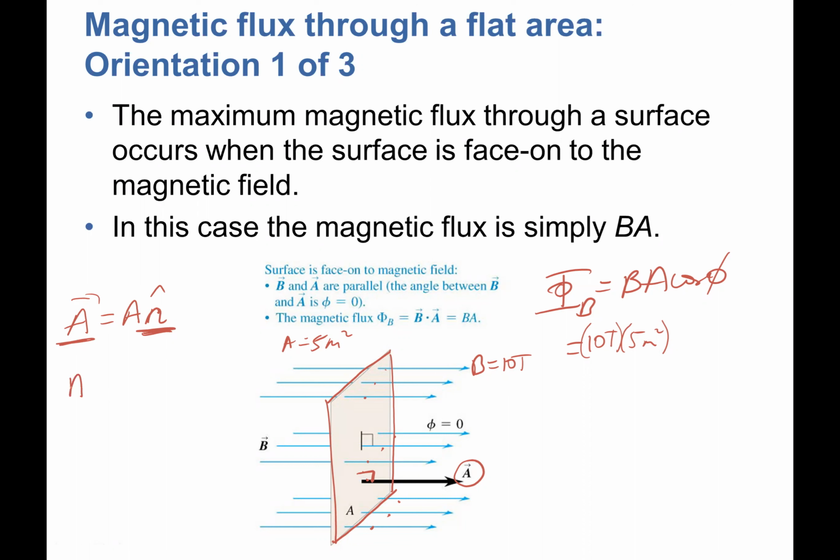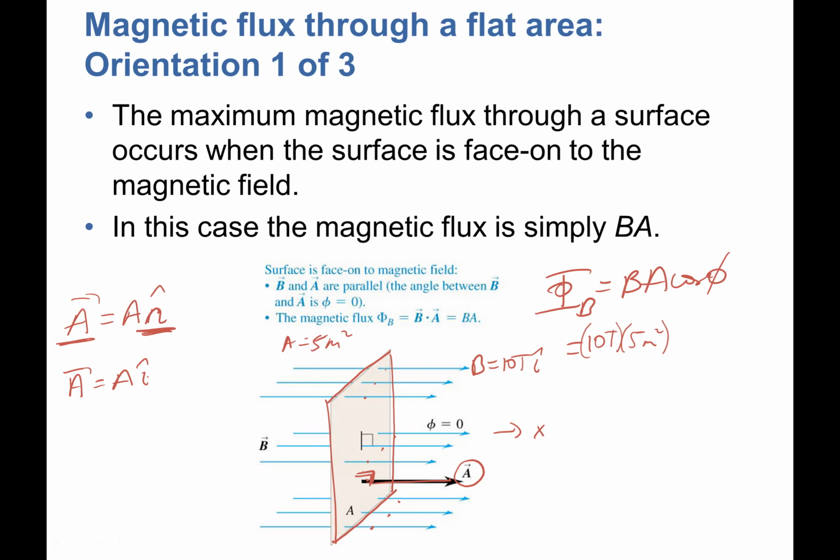Again, right now, if I'm looking at this, I can say that B is 10 Tesla i hat, because it's pointing in, let's say, the x direction, right? Then vector A, I can say, is A, area, times n hat. N hat is perpendicular to the area vector. But since that particular vector A right now is also pointing in the x direction, then I can also put it as i hat. That means n hat technically can be changed into i hat if the area is pointing in the x direction, for example, right?